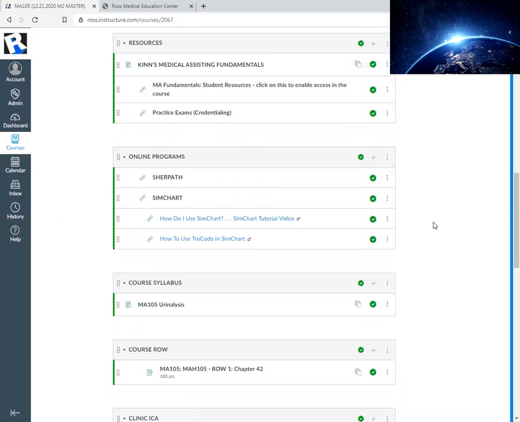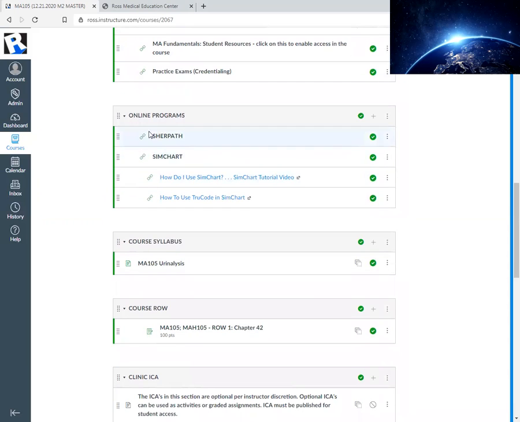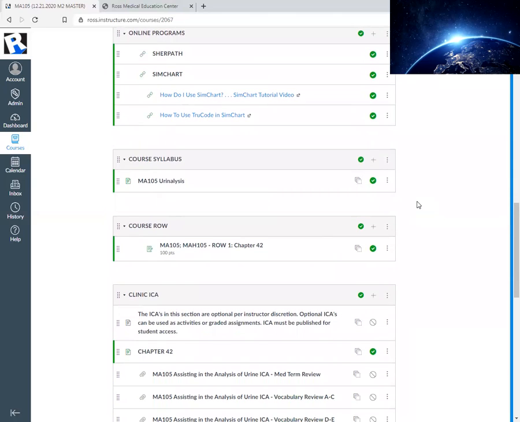Here are our resources. Students will be required to work in SharePath in this module. And as you know, SimChart is available for students for documenting their procedures. Please, again, if you haven't already, work with your administrative instructor to see if there's extra time on the administrative side for them to record their urinalysis results. Sometimes there's not enough time in class for students to do this on SimChart.